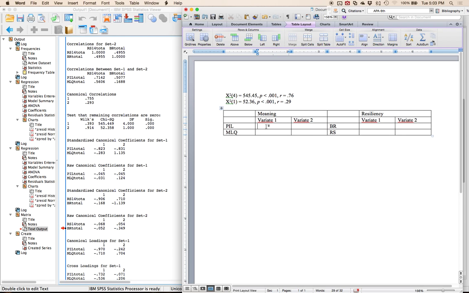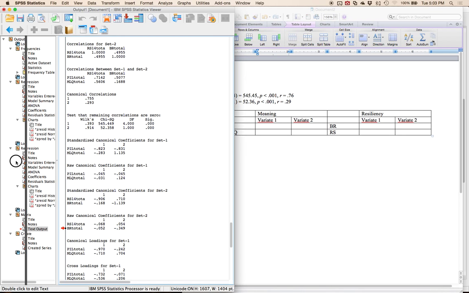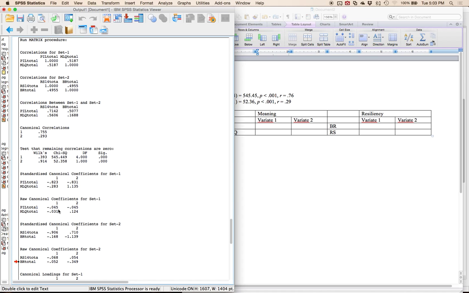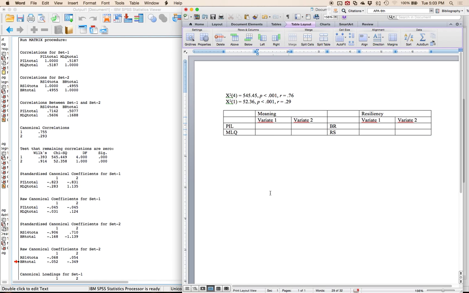You also get the raw coefficients. So over here we've got standardized coefficients, raw coefficients. You want to use a standardized one. And that means it's comparable across scales that have different scaling. And since the pill and the MLQ have very different scaling, it will help us to have them in standardized form. So the first one is negative 0.82 and then negative 0.28. For variate number 2 or solution number 2, I got negative 0.83 and 1.14.